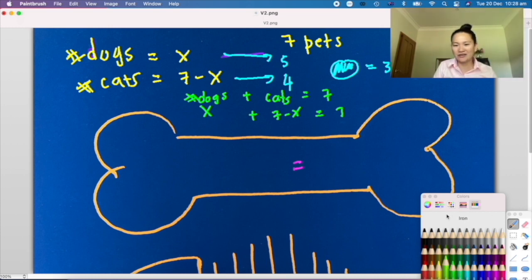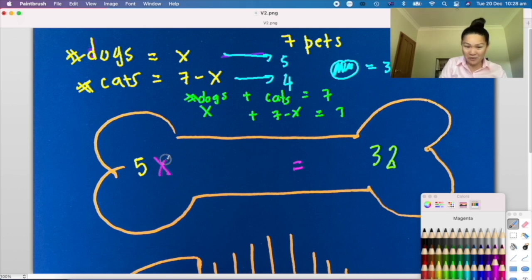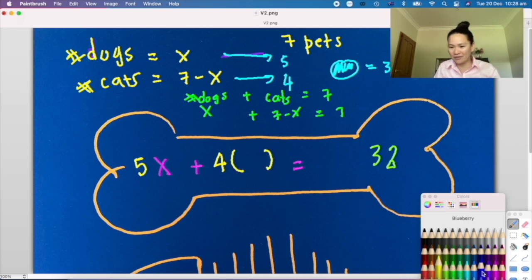Now I'm going to set up the number of biscuits that the dogs and the cats have together. The question tells us it is 32. So the number of biscuits that the dogs have is 5 times x, because we have x dogs and each dog has 5 biscuits. How about the cats? Each cat has 4 biscuits, so it's 4 times 7 minus x. And that's it. Now you get an equation.